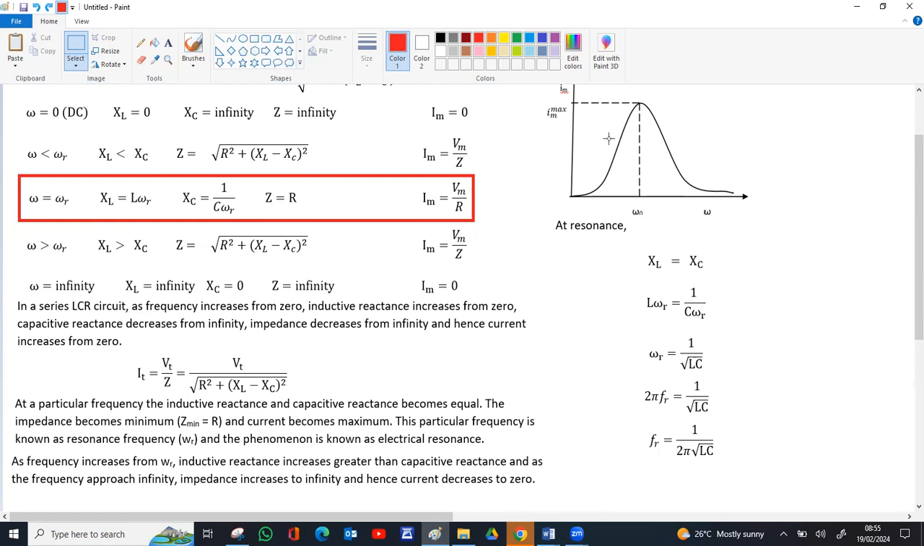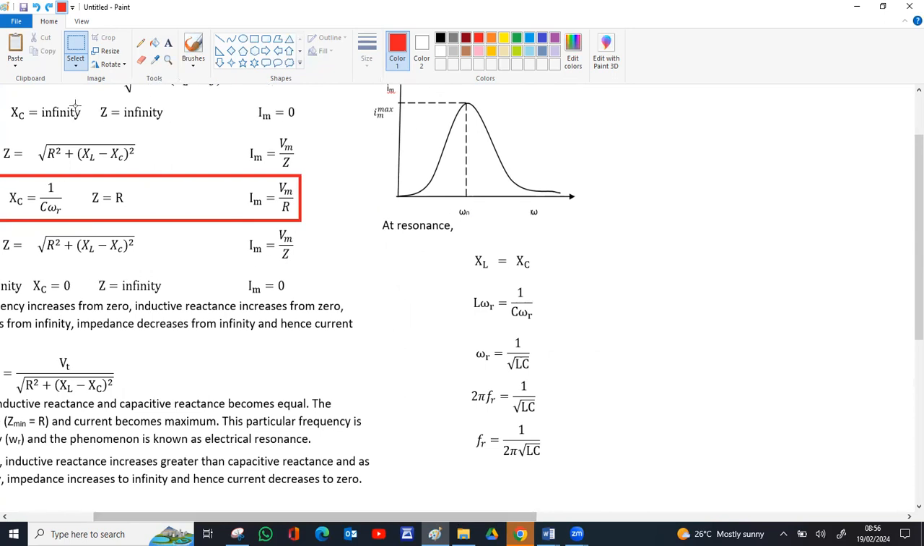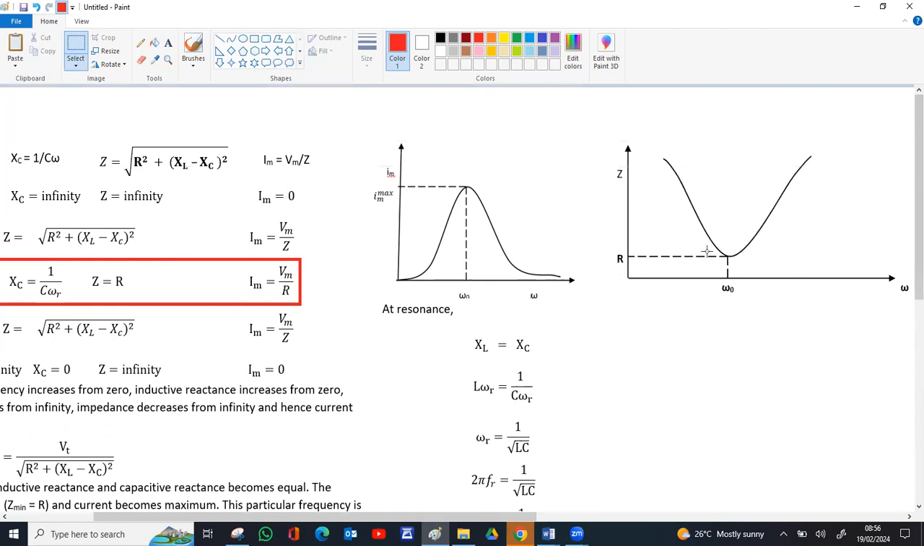Now see the graph between impedance and frequency. This is current maximum with frequency: 0, increases, decreases to 0 again. The impedance starts from infinity and becomes least at R, but not 0. The graph will not touch 0, it will be R, then again start increasing and becoming infinity. The graph will be just the reverse of this. This is the graph for impedance with frequency. The impedance decreases and at resonant frequency becomes minimum, which is R. Again it starts increasing, and will be infinity when omega approaches infinity.